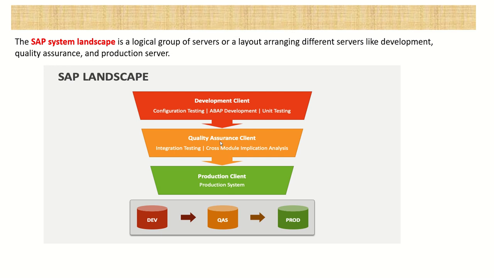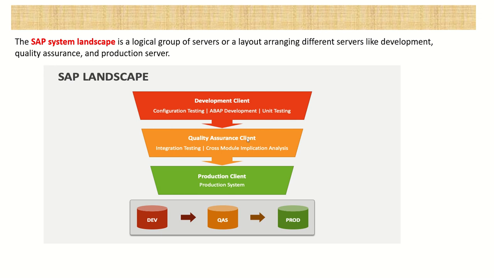So when all the testing is done and the testing team is satisfied with the result, they make the test cases and keep the proof of those test cases. Once everything is found okay, then from the quality system, the objects are moved to the production system. The production system is where the real-time data actually is. All the day-to-day work of the company is done in the production client.